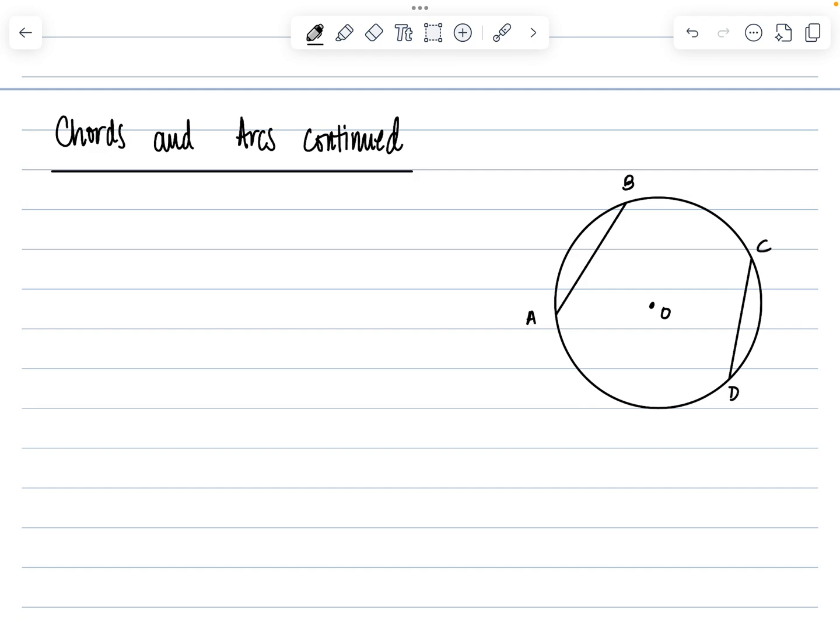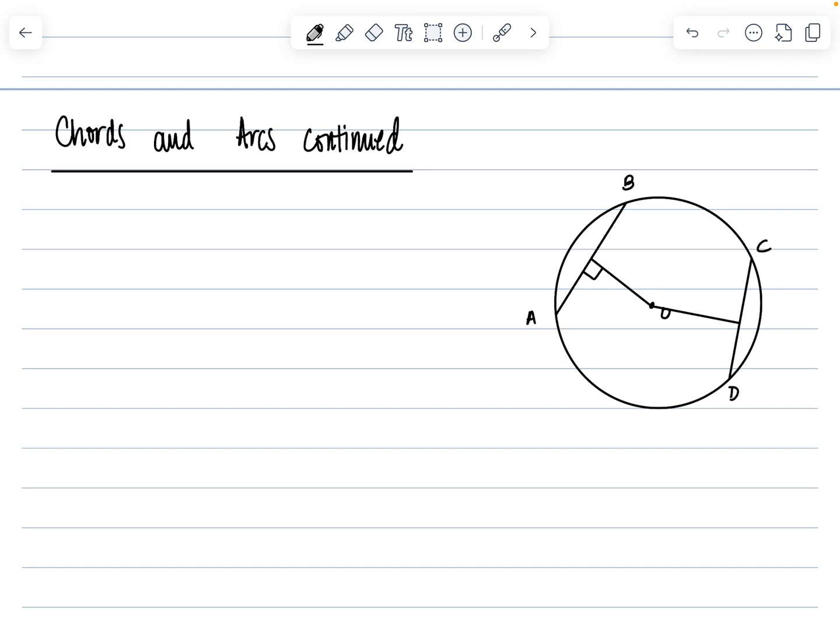And in these two particular chords, we are going to say are equidistant from the center. So the shortest distance from the center would be perpendicular to the chord. So if I drew a line that connects the center to AB, it would create a perpendicular angle. They would be perpendicular to each other. The same thing would happen here. If I drew the shortest distance from the center to the chord, then it would be perpendicular.